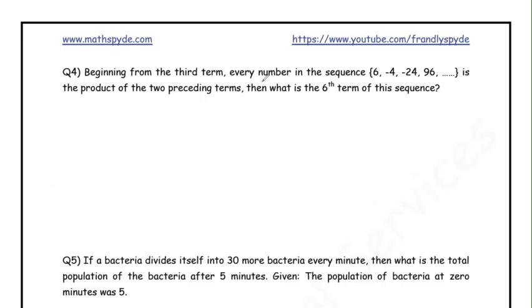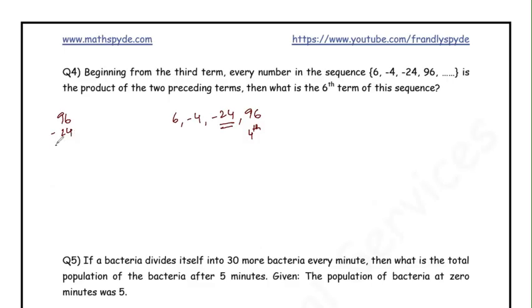Beginning from the third term, every term in the sequence, 6, minus 4, minus 24, 96, is the product of the preceding two terms, beginning from the third term. So what is the sixth term? So this is my fourth term.